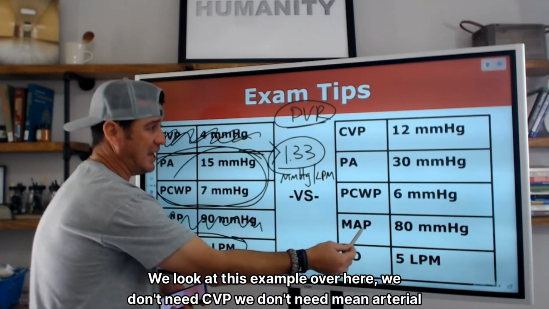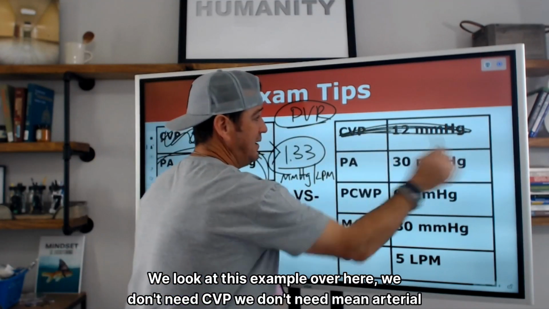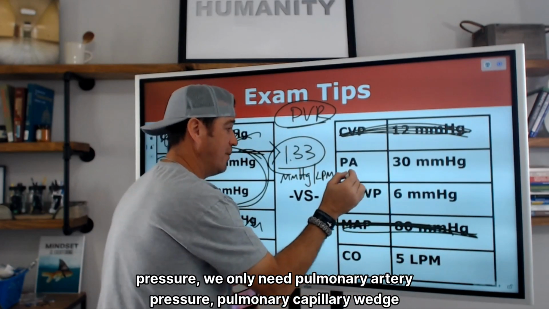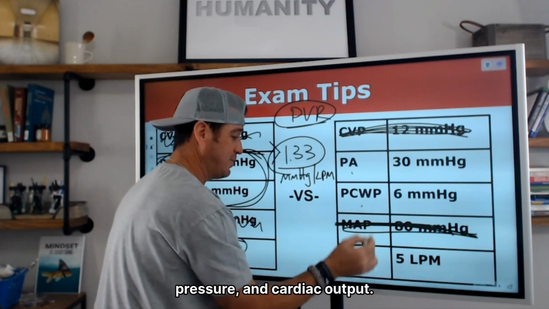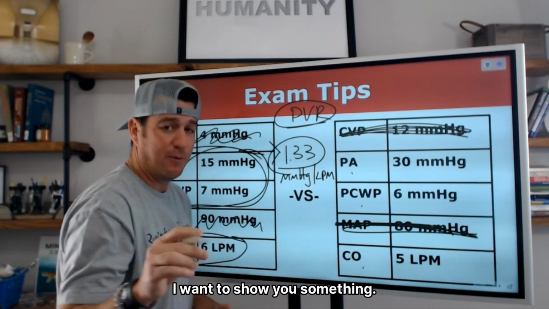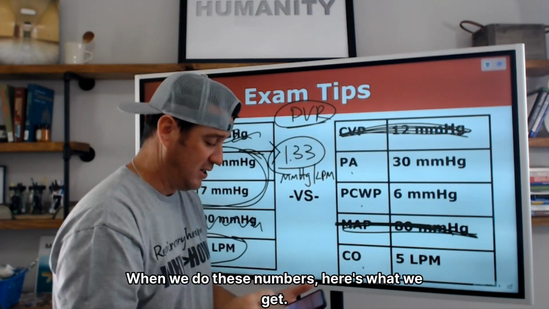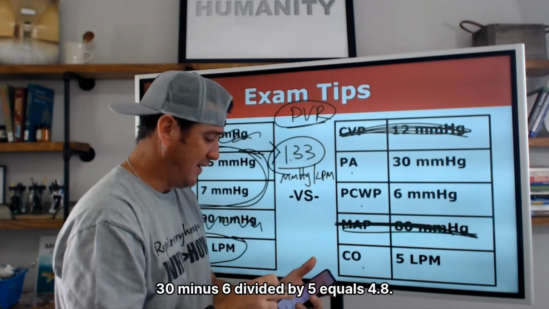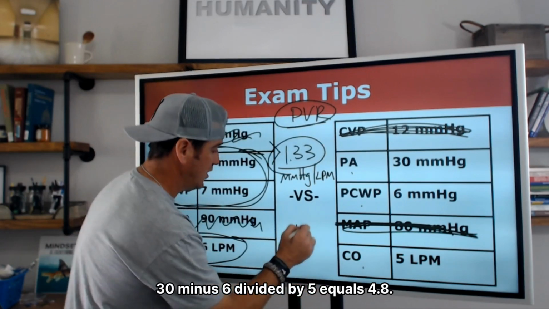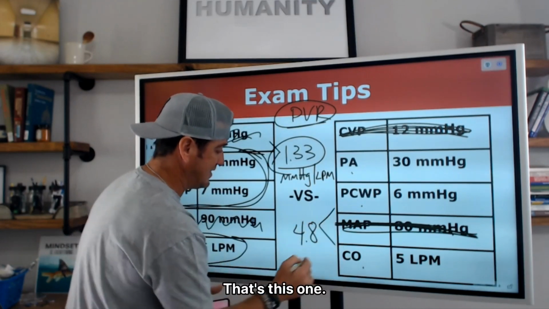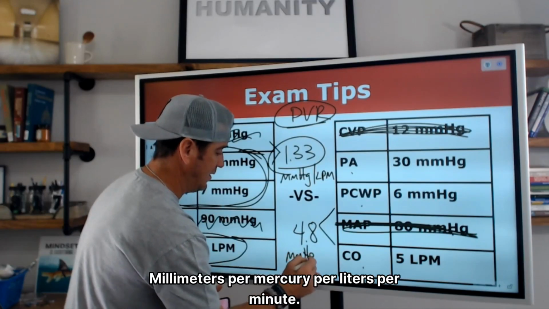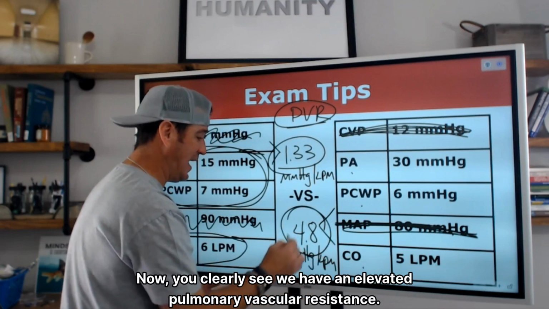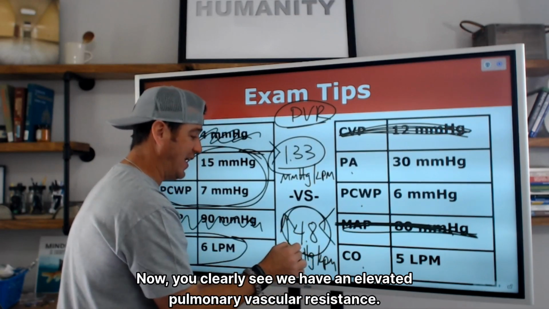We look at this example over here. We don't need CVP. We don't need mean arterial pressure. We only need pulmonary artery pressure, pulmonary capillary wedge pressure, and cardiac output. I want to show you something. When we do these numbers, here's what we get. 30 minus 6 divided by 5 equals 4.8. That's this one. Millimeters of mercury per liters per minute. Now, you clearly see we have an elevated pulmonary vascular resistance.